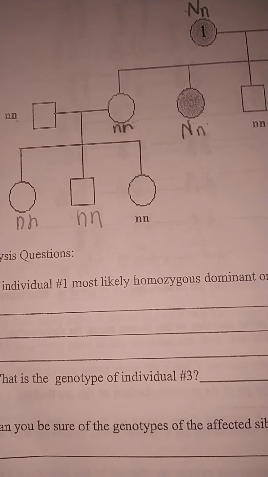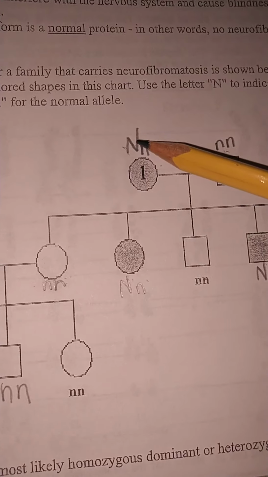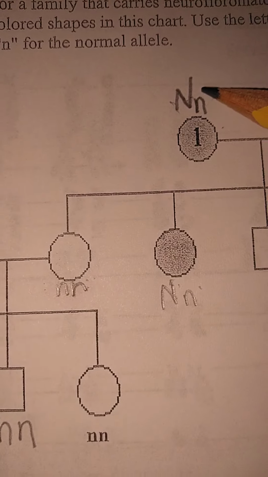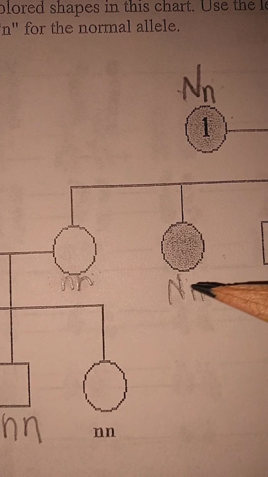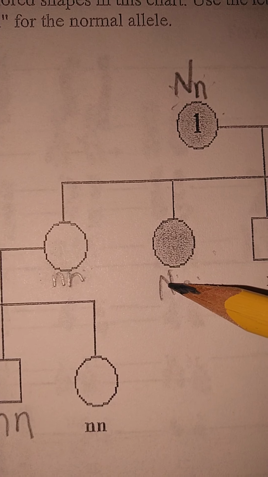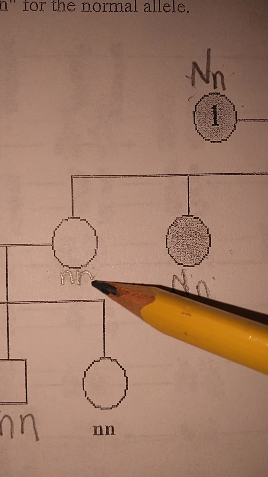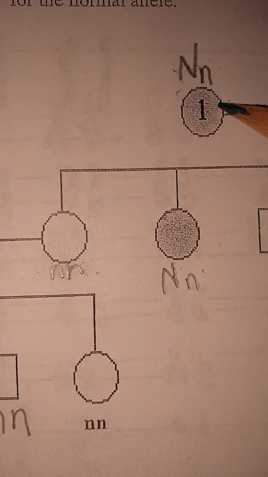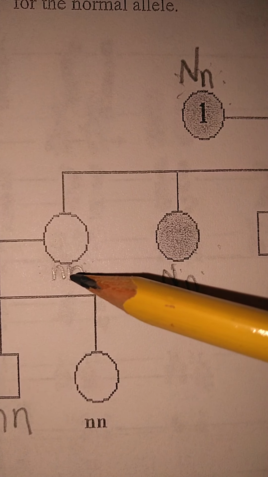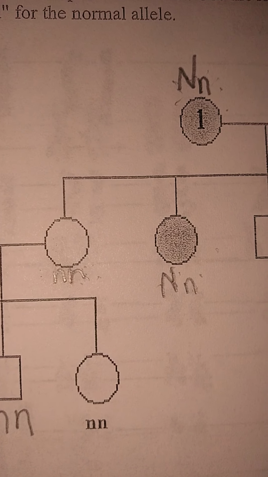So individual number 1, most likely homozygous dominant, or heterozygous? Well, we figured out that individual 1 had to be heterozygous because here, just looking at these two, dad only gave little n's, so all these little n's came from dad. And here, mom had to give a big N to this individual, and then this individual got 2 little n's, so one came from mom and one came from dad. So we know that individual 1 has to be big N, little n, because it has offspring that are heterozygous and offspring that are homozygous recessive. Okay.